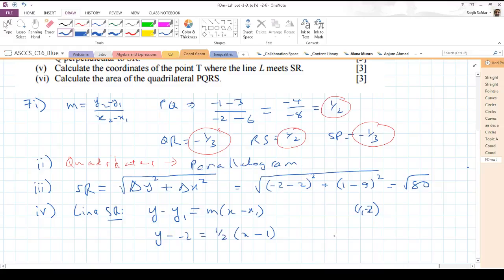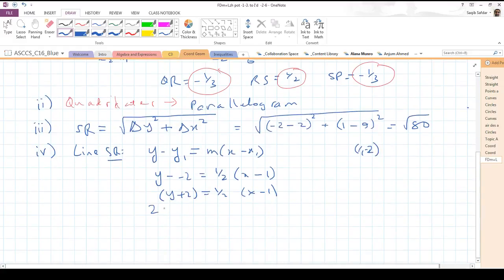So if we tidy that up, we've got y plus 2 equals a half, x take away 1. Take the half to the other side, so you've got 2y plus 4 equals x take away 1. Now we've got rid of the fractions. You can expand that out, and that should give you 2y equals x take away 5. Is that okay? Alright, good.